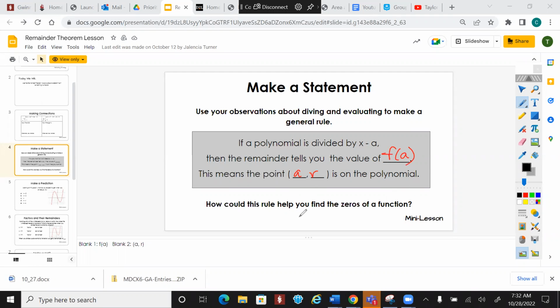So how would this help you find the zeros of a function? Well, this would tell you that if the remainder is 0, then whatever you just plugged in, whatever a is, is a zero of the function.